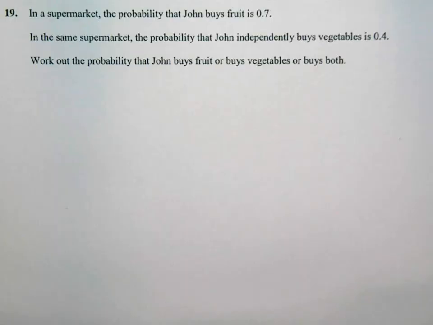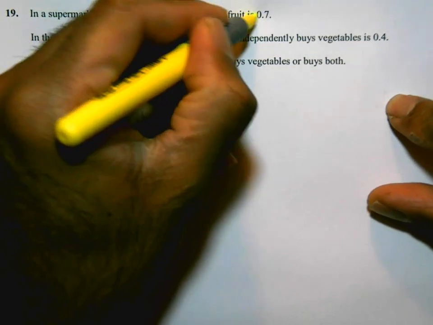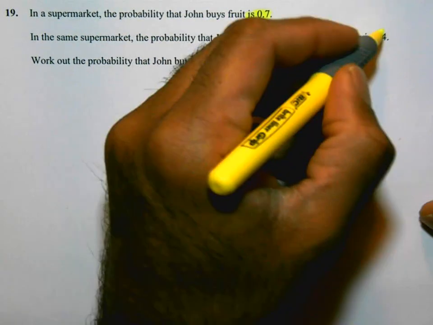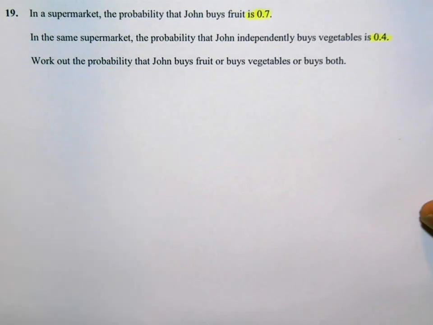This is question number 19 on the November 2013 higher non-calculator paper. The question says, in a supermarket, the probability that John buys fruit is 0.7. In the same supermarket, the probability that John independently buys vegetables is 0.4.